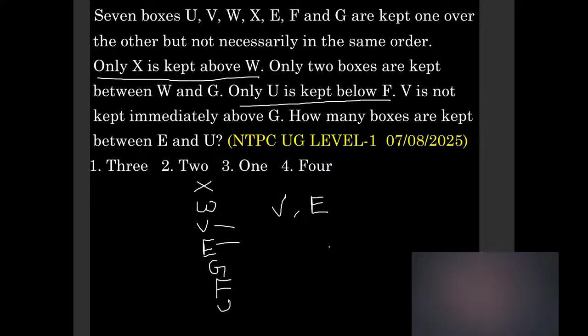Now the question is how many boxes are kept between E and U? Now if you compare, E is here, U is here. So there are only two boxes kept between E and U. So the answer for this one is 2. G and F are the two boxes. Answer is option 2. Option 2 is the correct answer.